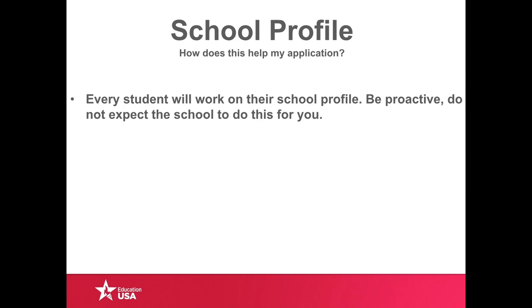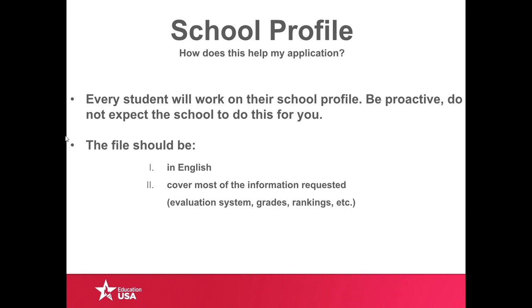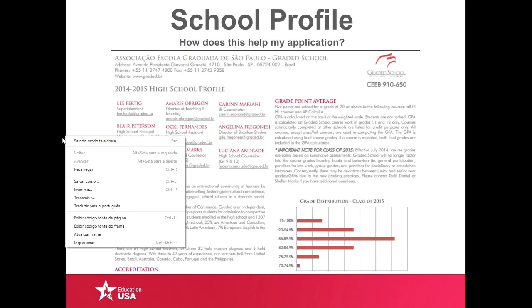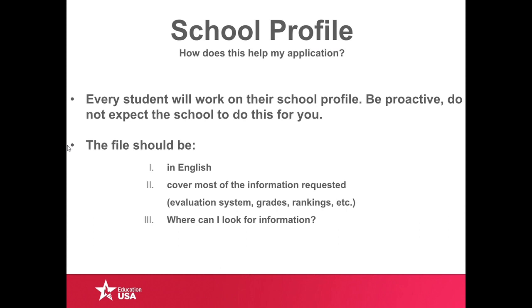You're going to be actively gathering information about your school, because this needs to go on the Common Application. It can give them some background about the admissions office, about how the grading system works, and how difficult the levels of the subjects you're taking are, and so on. The file you're going to be preparing is going to be in English and covers most of the information requested.